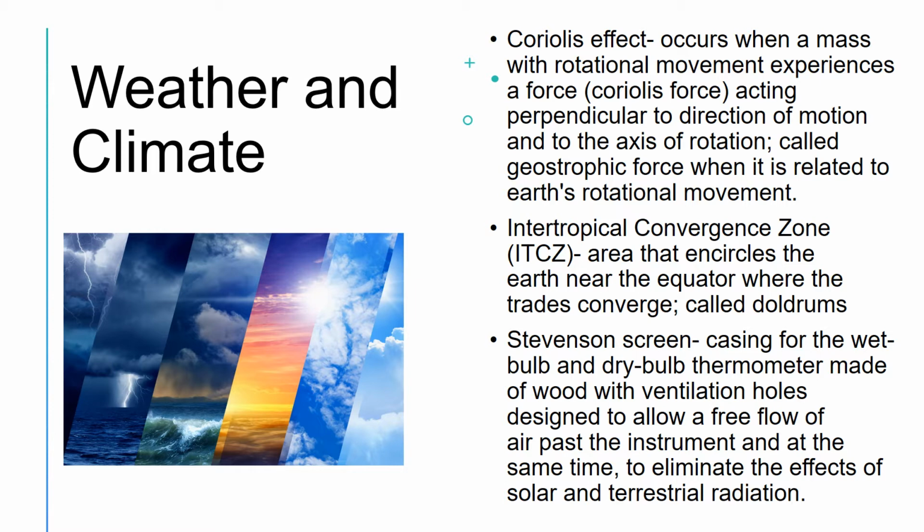So next is Intertropical Convergence Zone or ITCZ. It is an area that encircles the Earth near the equator where the trades converge, or it is called the doldrums. Then lastly is Stevenson screen. So it is a casing for the wet bulb and dry bulb thermometer made of wood with ventilation holes designed to allow free flow of air past the instrument and at the same time to eliminate the effects of solar and terrestrial radiation.